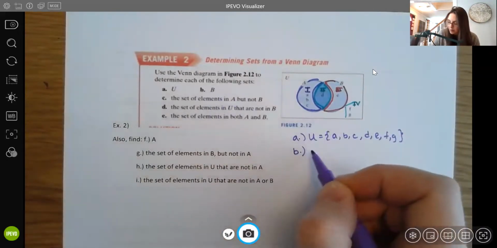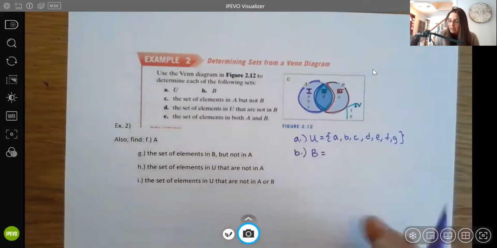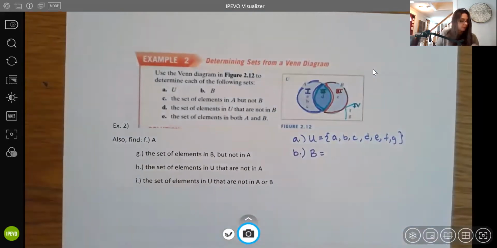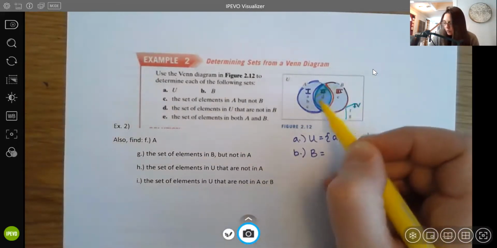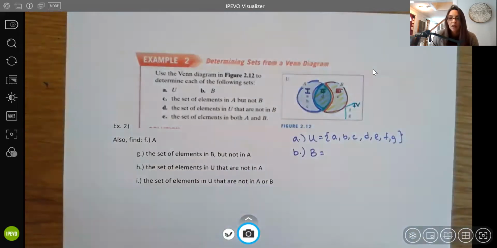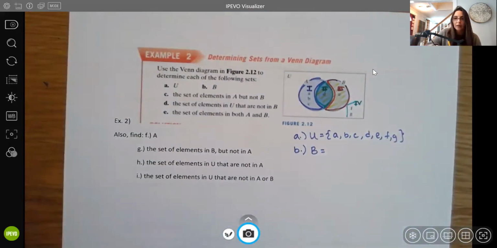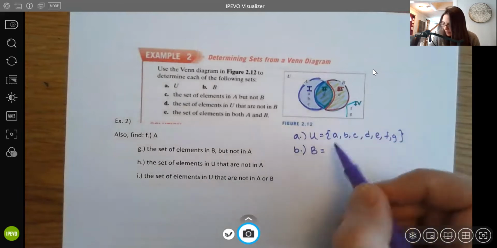Next, I'm going to talk about set B. Now, you want to be careful here, right? So I need more colors. So set B is this whole area, right? Set B is this whole circle. This is B. So what are the elements in B here? Well, there's D and there's E.